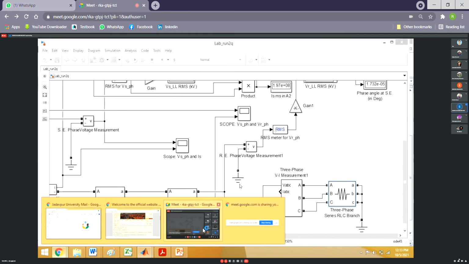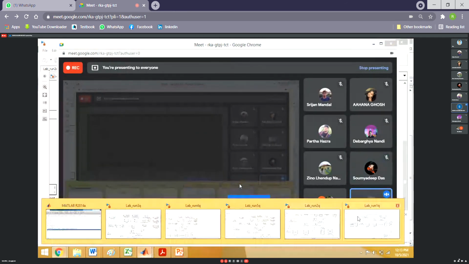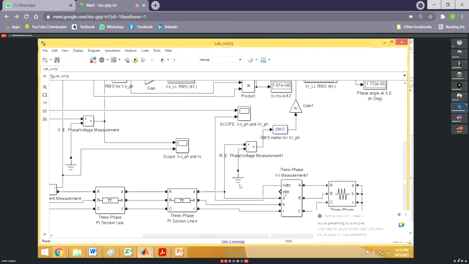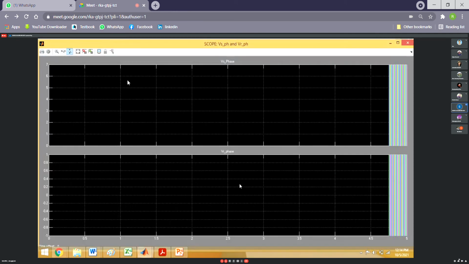Can you hear me? Yes. Yes, ma'am. So, if you do not respond, how can I continue? So, first is the peak value of phase voltage, right? The result will be the same as the earlier because both are SIL. But let us verify.